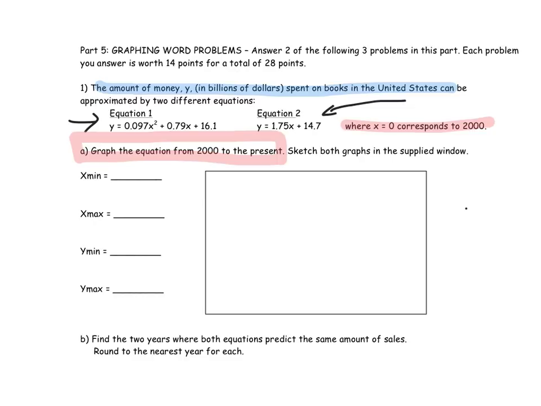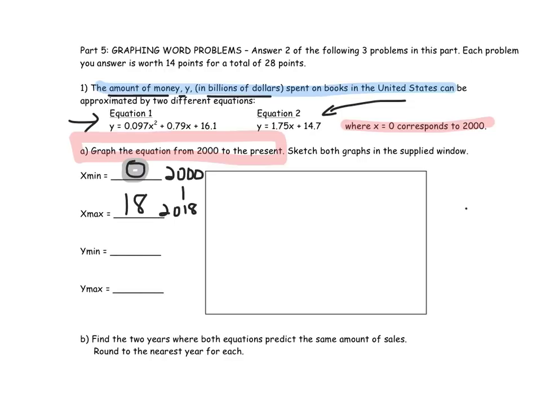So we're graphing from 2000, so we're going to let our x min be 0 because that represents 2000. And at the time of this video, it's 2018, so I'm going to set my x max to 18. God help me if I'm still teaching and it's the year 2057, then I would let the x max be 57 to represent 2057. As far as the y's go, though, we don't know what y, the amount of money spent in billions of dollars, is from the years 2000 to 2018.